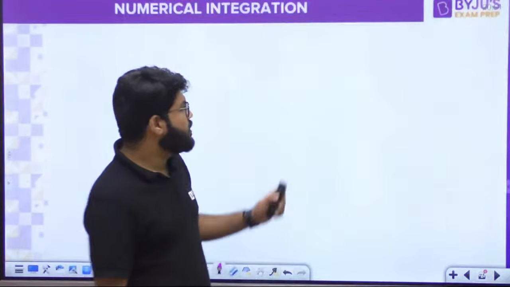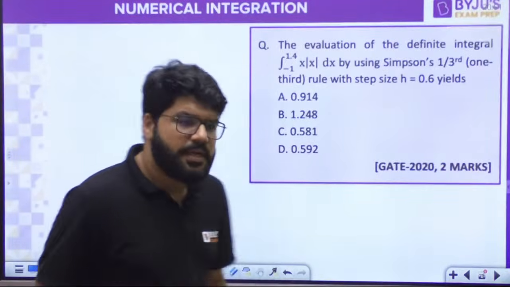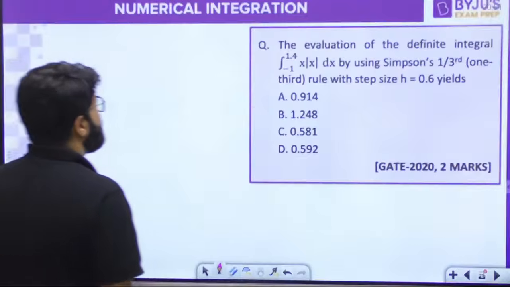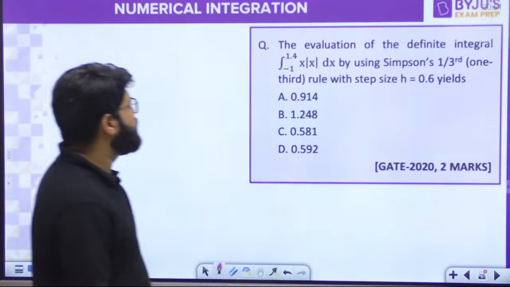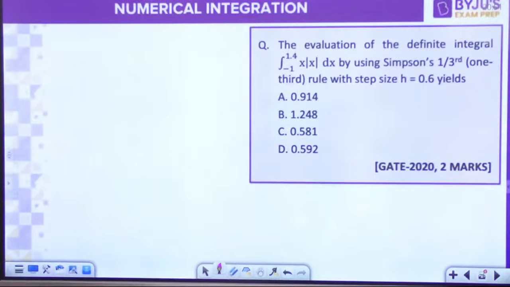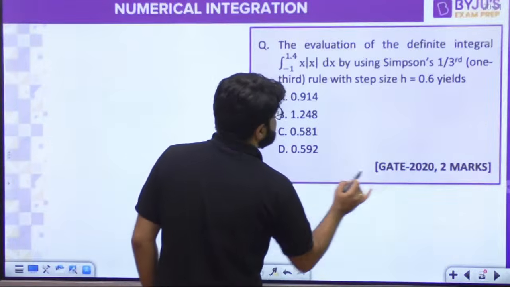Done. Moving ahead with the next question. Gate 20 का एक क्वेश्चन लिया है 2 मार्क्स का. What is the evaluation of the definite integral from -1 to 1.4 of x mod x dx by using Simpson's 1/3 rule with the step size 0.6? With the step size 0.6.